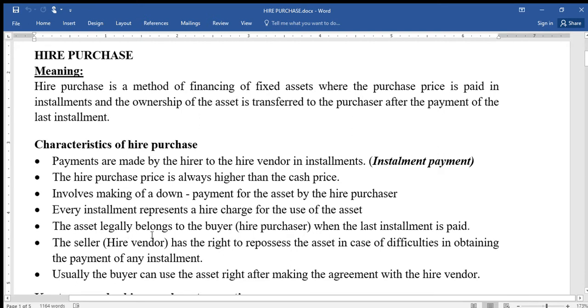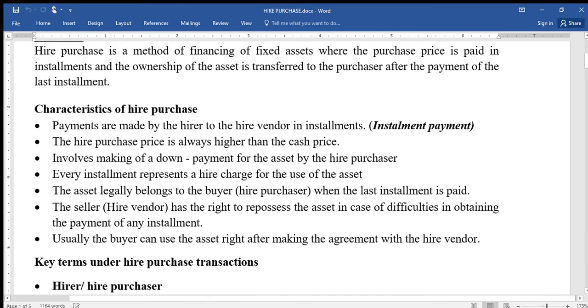The asset legally belongs to the buyer, that is the hire purchaser, when the last installment is paid. Then the seller or the hire vendor has a right to repossess the asset in case of difficulties in obtaining the payment of any installment. If the hire purchaser fails to pay the last installment or other installments, the hire vendor can repossess the asset. Usually the buyer can use the asset right after making the agreement with the hire vendor.